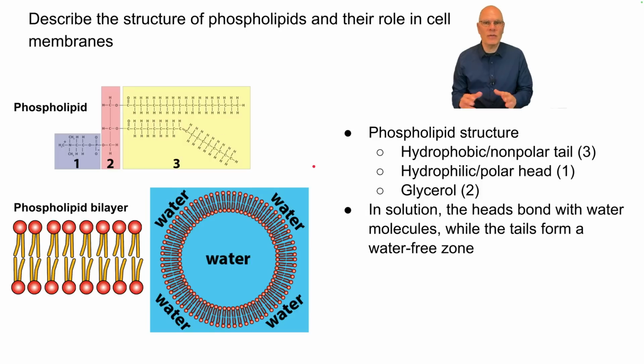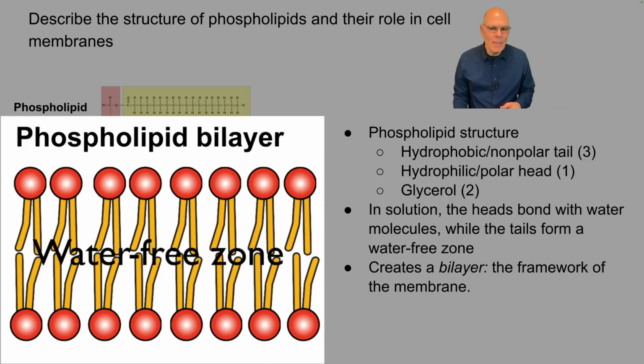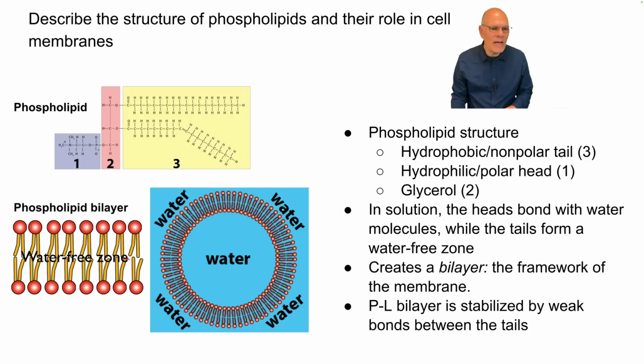In solution, when phospholipids are mixed with water, the heads of the phospholipids bond with water molecules while the tails form a water-free zone. So the heads interact with water, and the tails form a water-free zone over here. That creates a bilayer. That's the basic framework of the membrane to which proteins and other molecules are added. We'll see that further on. And the phospholipid bilayer is stabilized by weak bonds, van der Waals bonds, that occur between the tails.